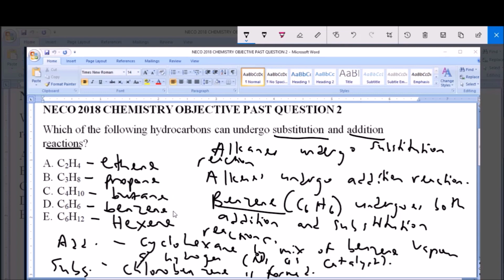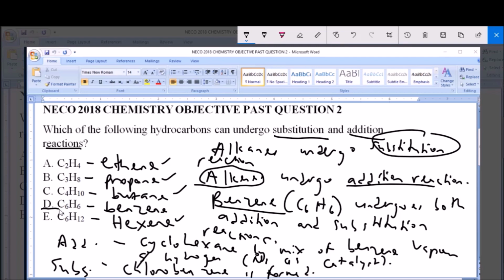So ethene and hexene are alkenes, and we have established that they undergo just addition reaction. And then propane and butane are alkanes, and we have established the fact that they undergo only substitution reaction. And then we said benzene can undergo both substitution and addition reaction. So the correct answer is D, C6H6, benzene.